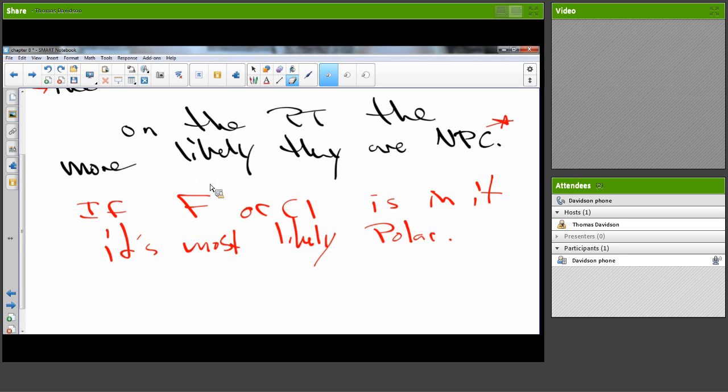All right, it's most likely polar if it has F or Cl. Why would it make sense that if it has F or Cl it would probably be a polar substance? Okay, they have really big electronegativity values. So no matter what they hang out with, especially F, it's going to make it polar.